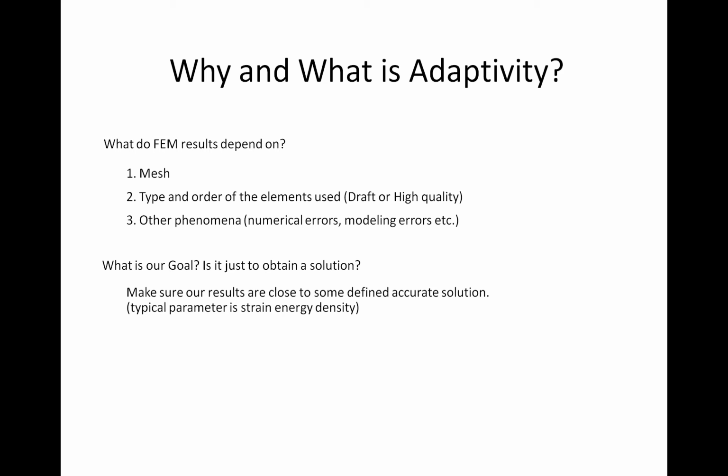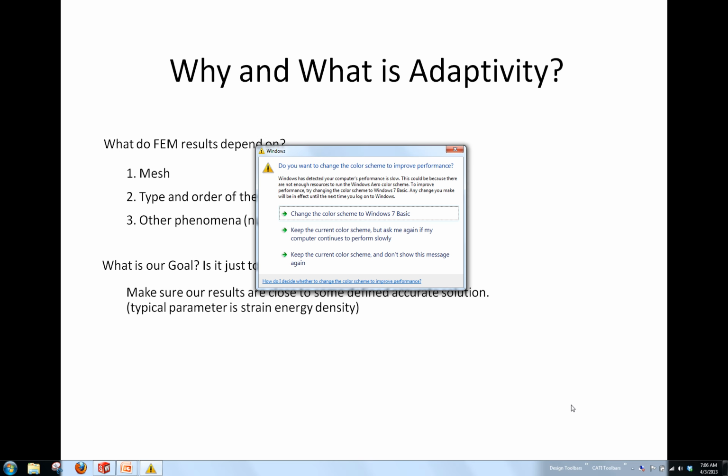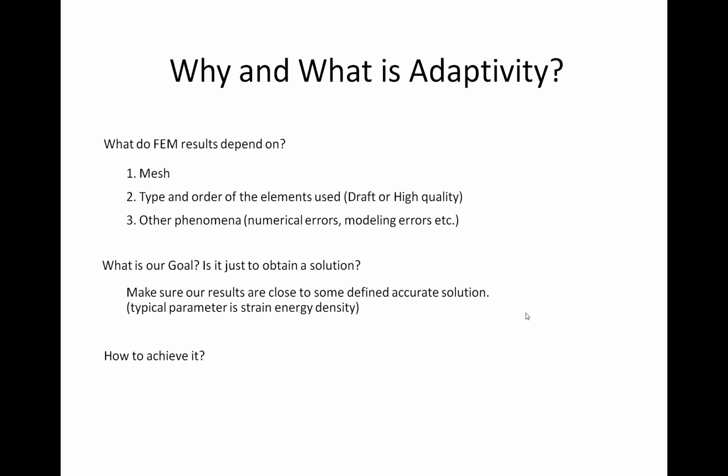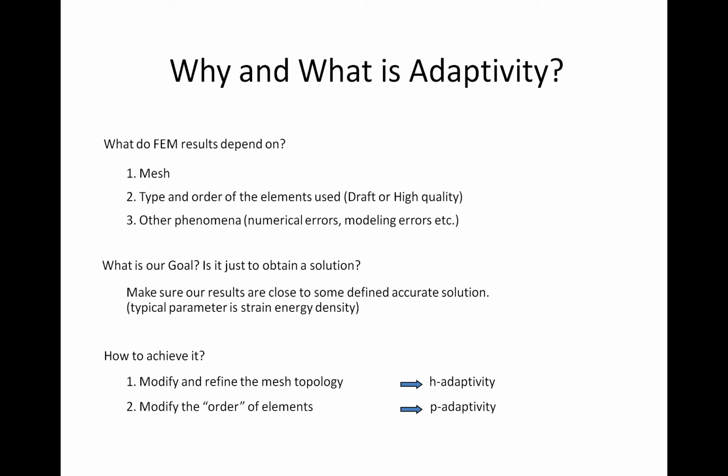There are a couple of different parameters we can use based on theory. The most typical one that you'll see is strain energy density, and we'll use that to gauge this. How do we achieve this? How do you achieve this strain energy density to a desirable value? Well, there's two ways. One, because it's a mesh, we can modify the mesh itself, because that's one of the things we said the results will depend on. We can modify that mesh. Or two, we can change the order of the elements.